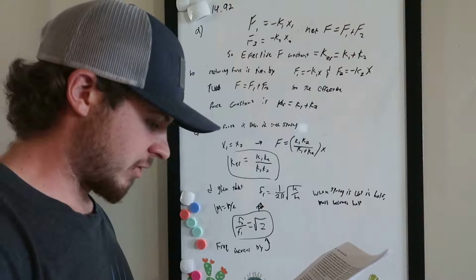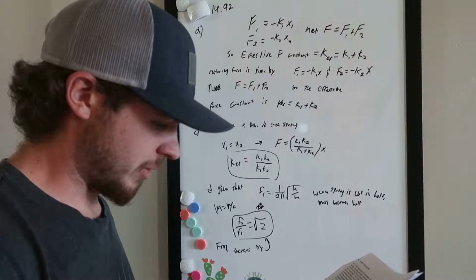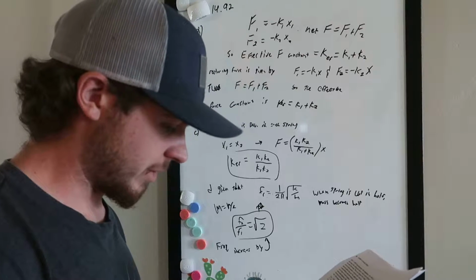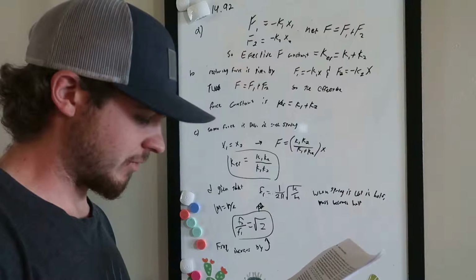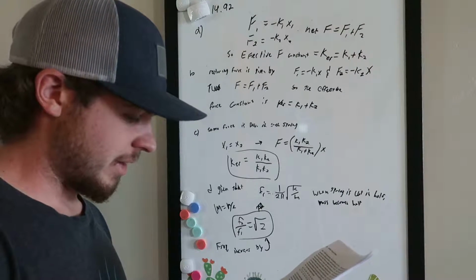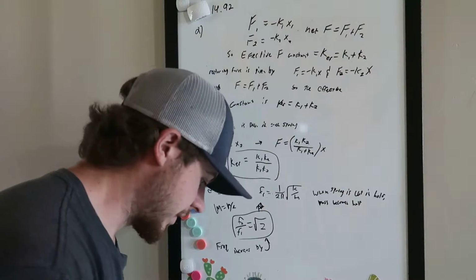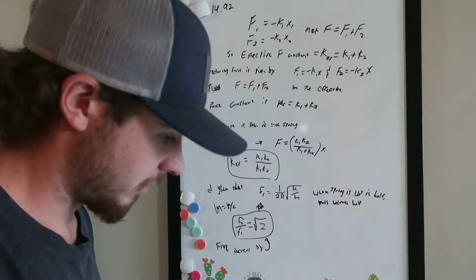An object with a mass of m suspended from a uniform spring with a force constant K vibrates with frequency F1. When the spring is cut in half and the same object is suspended from one of the halves, the frequency is F2. What is the ratio of F1 over F2? Okay, so that's question 92, so let's look at this.